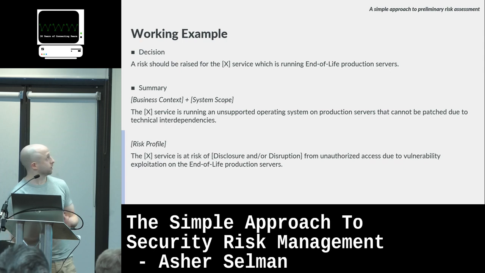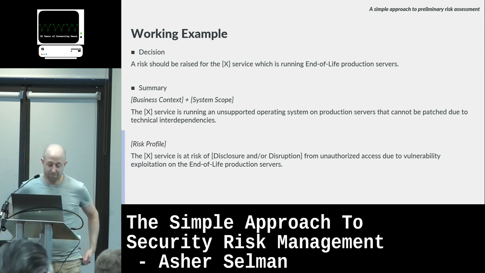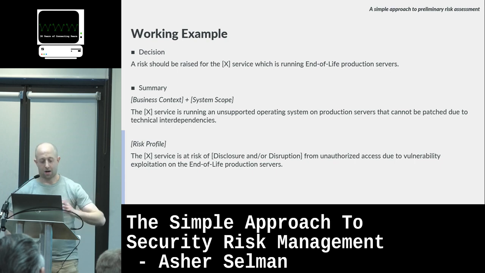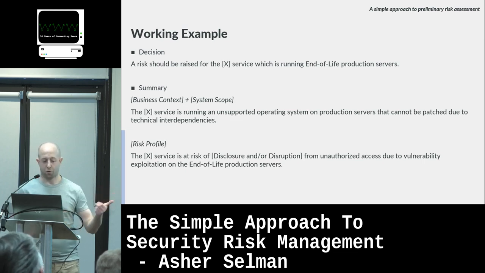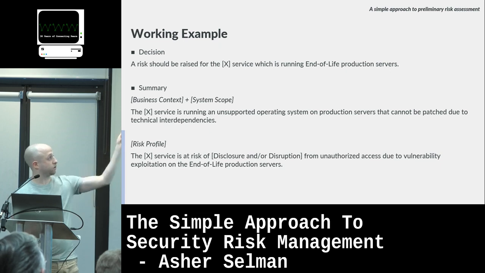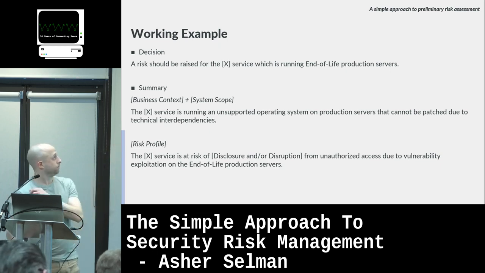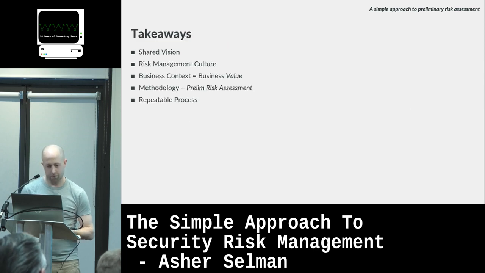A working example, really simple, because I've tried to keep it simple. We're all familiar with end-of-life production servers. So it's taking those three concepts and asking what it means when you're doing a preliminary risk assessment. You produce a decision and a summary. Your decision should be just your main title, and your summary should be your business context, your system scope, and your risk profile. I've got three minutes remaining, so we'll go to the last slide for takeaways.